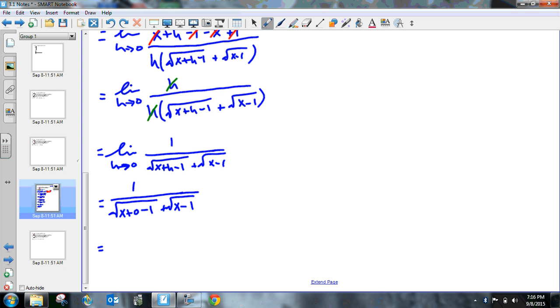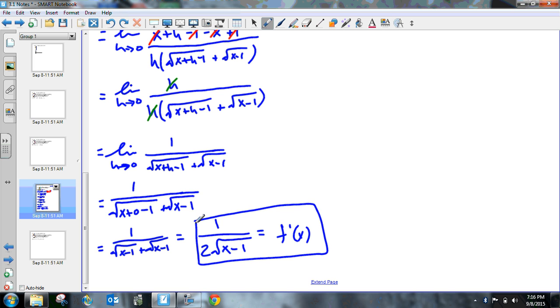Okay, and so then I'm getting this. I get 1 over the square root of x plus 0 minus 1, that's just the square root of x minus 1, plus the square root of x minus 1. And I have 2 of these, so I end up getting 1 over 2 times the square root of x minus 1. And this, folks, is my derivative f prime of x.